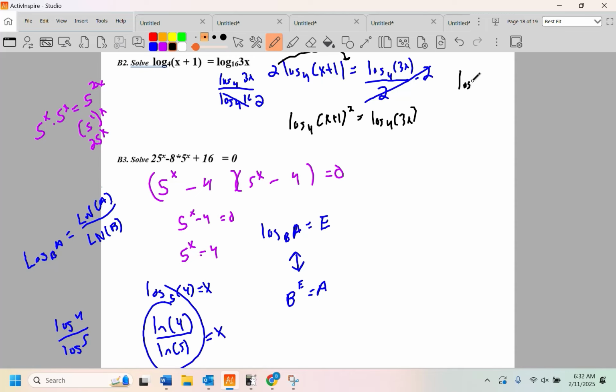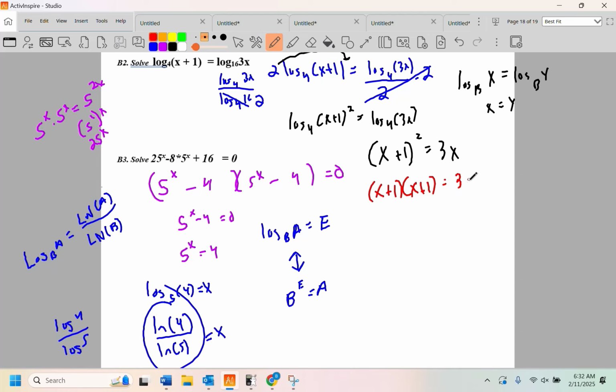I have a property that says if I have 2 logarithms with the same exact base, the arguments inside must equal each other. That's one of the other properties of logarithms we have. So x plus 1 quantity squared must equal 3x. You know, if Jesus saw this, Jesus would FOIL. We've talked about that. So we're going to write x plus 1 twice.